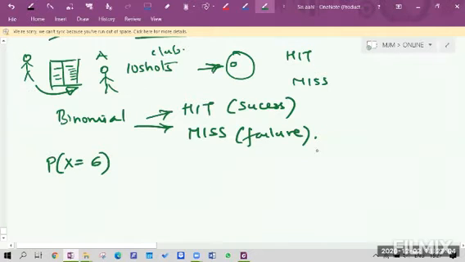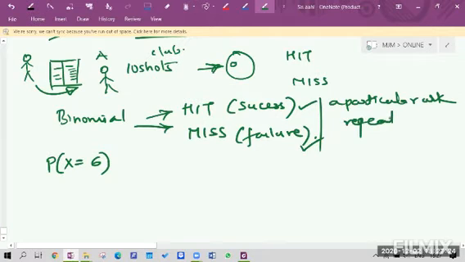Now, did you understand the question? So in this question, how do you identify it's a binomial distribution? There are two probabilities, success and failure, hit and miss, one thing. Second is, you do a particular work, and that particular work is repeated. This particular thing is repeated 10 times every day.